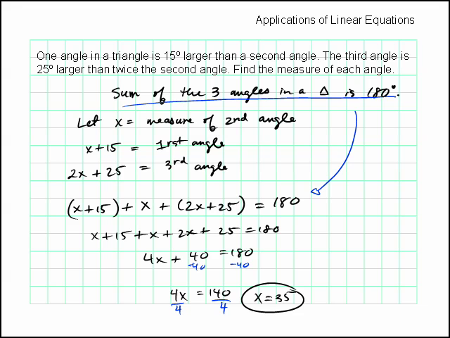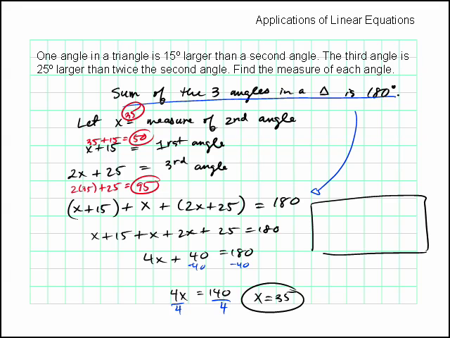Now, that's not our answer. It says find the measure of each angle. So if I go back up here, x is 35. That is the measure of the second angle. 35 plus 15 here is 50. That's the measure of the first angle. And the third angle is twice 35 plus 25, which is 95. And so my answer here is the angles.